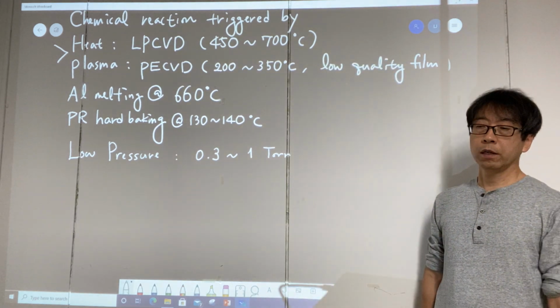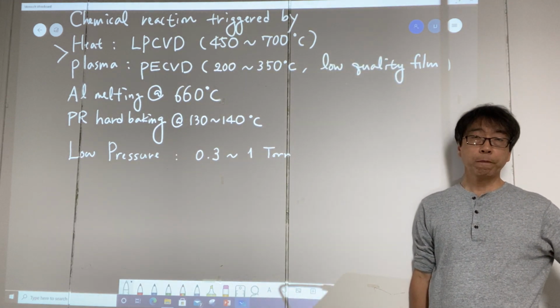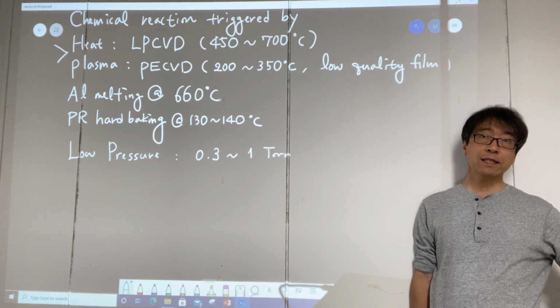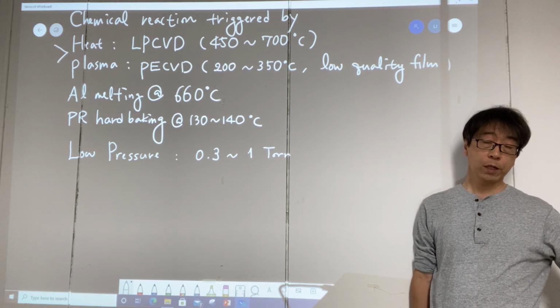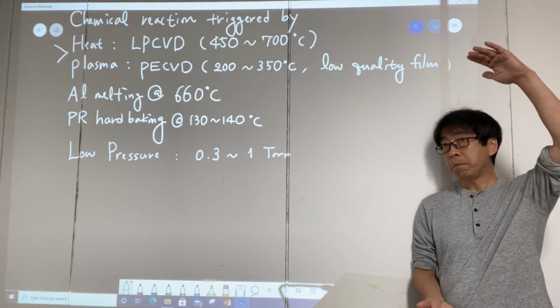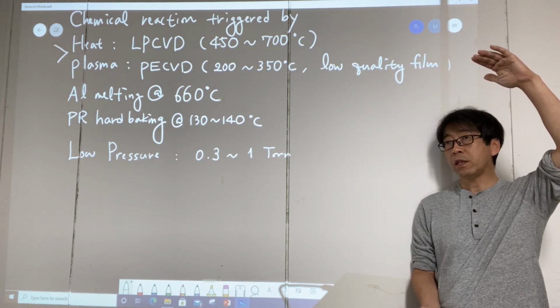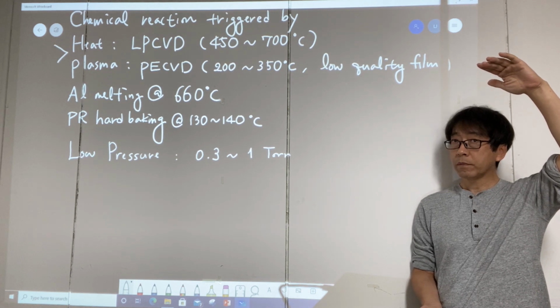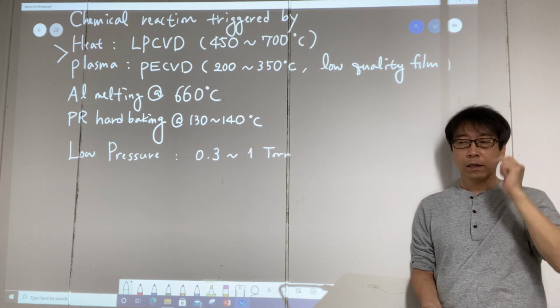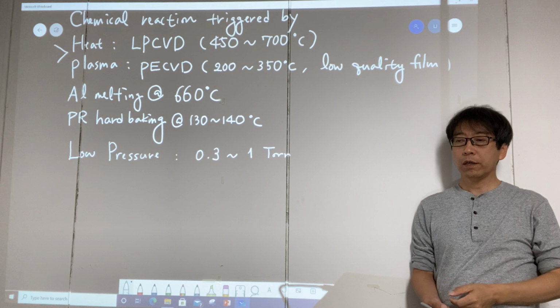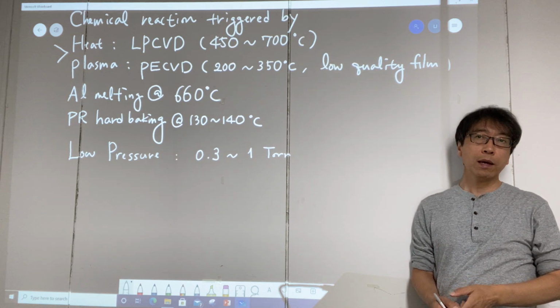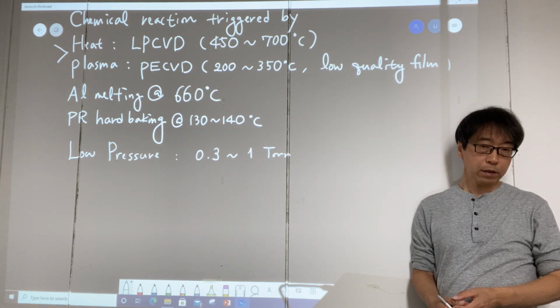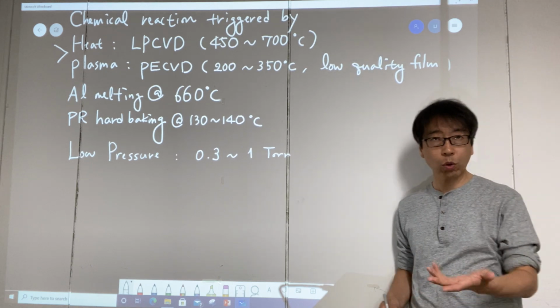Remember, atmospheric pressure is 760 torr. That means 760 millimeters of height of the mercury column, right? And the experiment was done by Torricelli, so we named it torr after him.